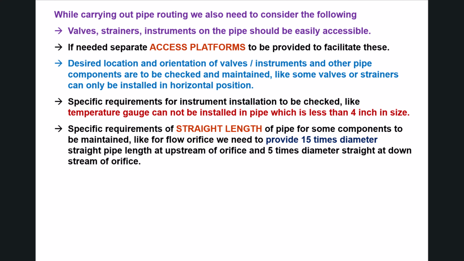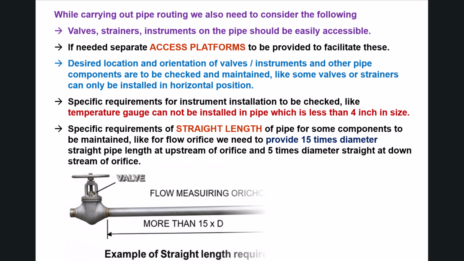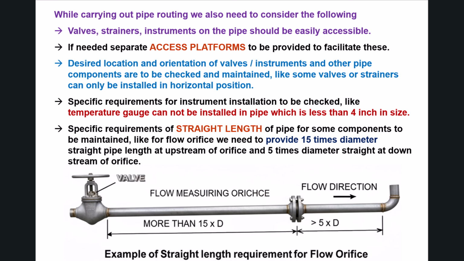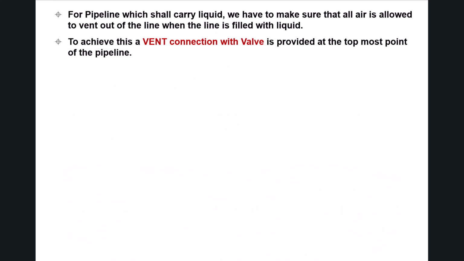4 inches in size. Specific requirements of straight pipe length for some components are to be maintained, like for a flow orifice, we need to provide 15 times diameter straight pipe length upstream of the orifice and 5 times diameter straight at downstream of the orifice. For a pipeline which shall carry liquid, we have to make sure that all air is allowed to vent out of the line when the line is filled with liquid.